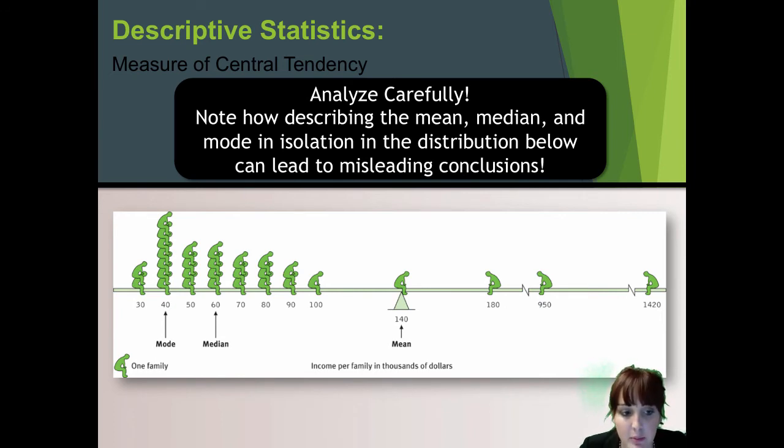So here's a good example. We're looking at income per family in the thousands of dollars. Say you're sitting in a cafeteria and the average income in the cafeteria is $65,000. Seems like a lot to me, but it's really not. So your average income in this cafeteria is $65,000, and that's about where your mean, your median, and your mode are going to fall.